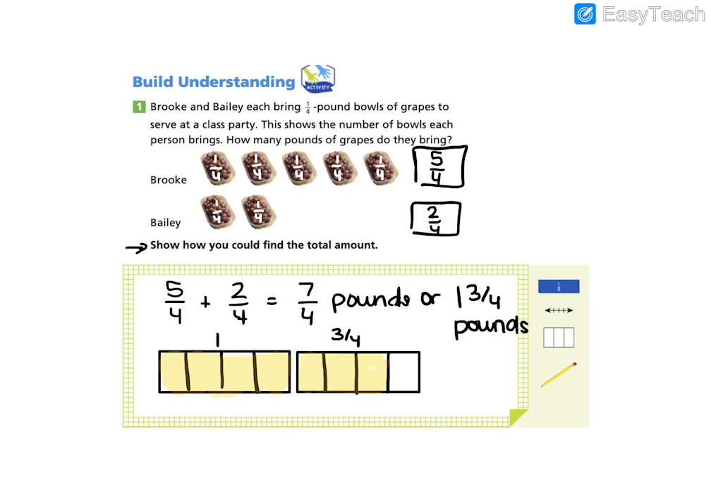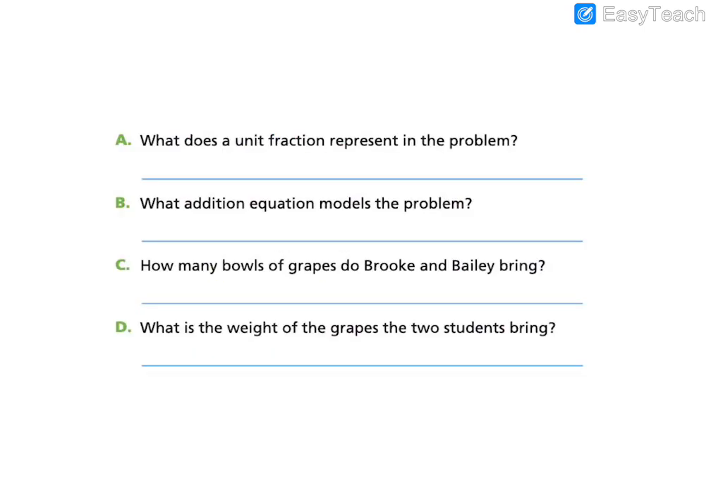Let's go ahead and answer the questions now. What does a unit fraction represent in the problem? Well, what is our unit fraction here? We're working with fourths, so our unit fraction is 1/4, or 1 bowl of grapes.